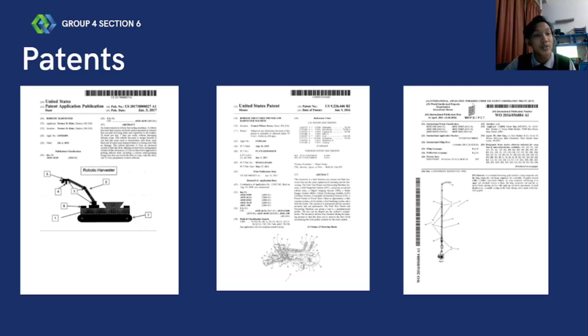Next, we're going to discuss the patents. Our group has found about 6 patents that are related to our project. The first, on the left side, is a robotic harvester. It consists of a robotic arm, and one of its functions is to find the right fruits.